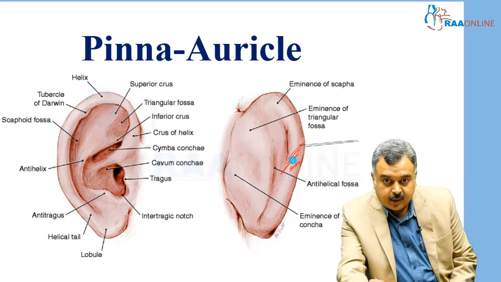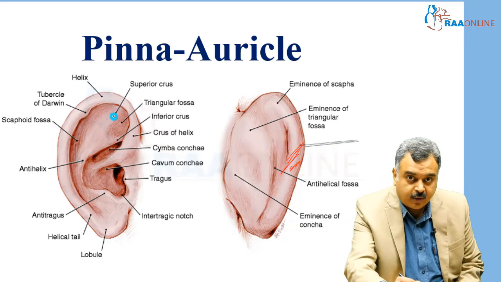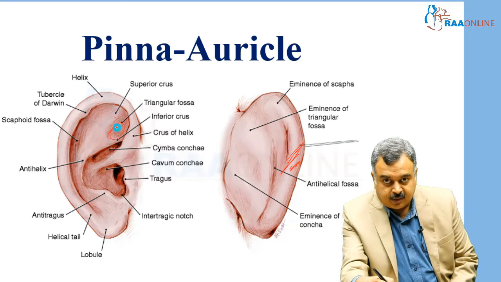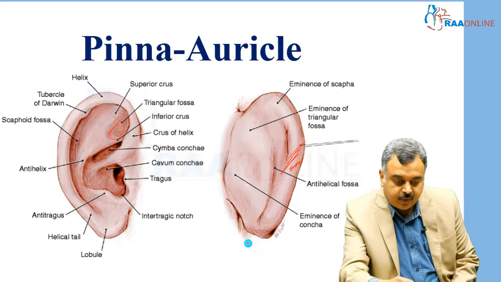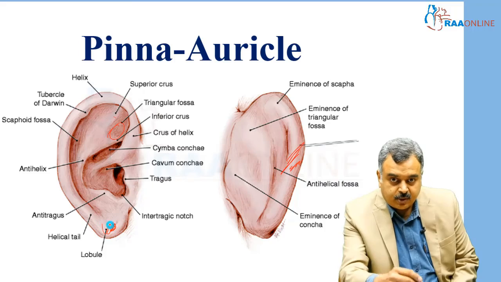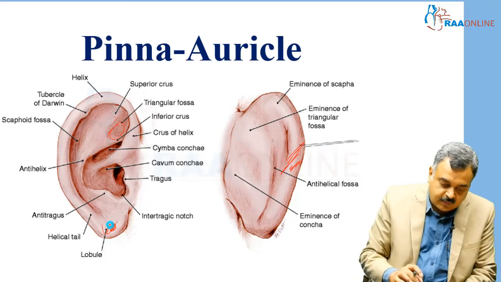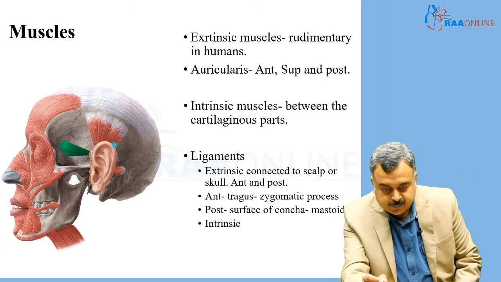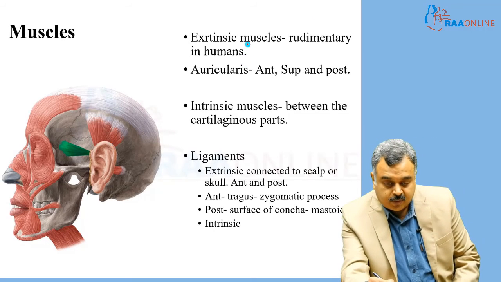Clinical anatomy: the cymba concha, which is here, is the external marking for the McEwen's triangle. And the lobule of the ear, this area, is made of fibrofatty tissue. It doesn't have cartilage. Looking at the muscles of the external ear, we have two different types of muscles, the extrinsic and the intrinsic muscles.